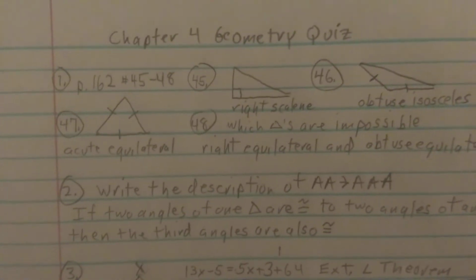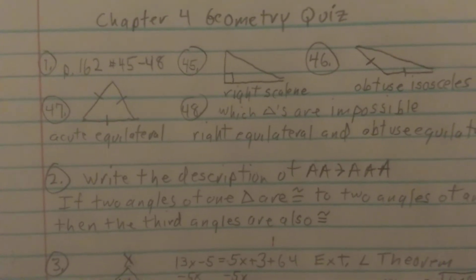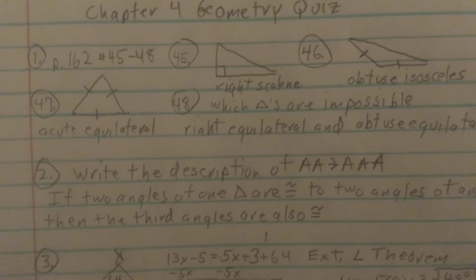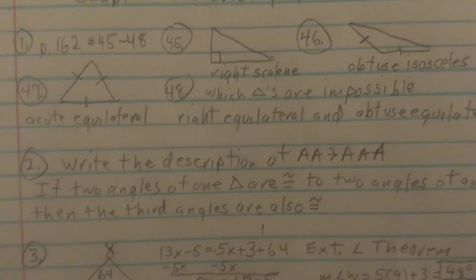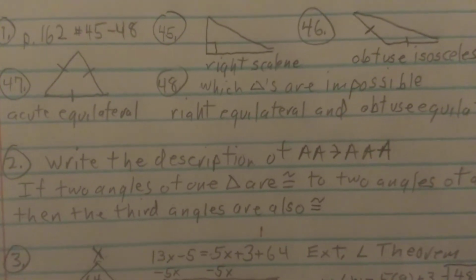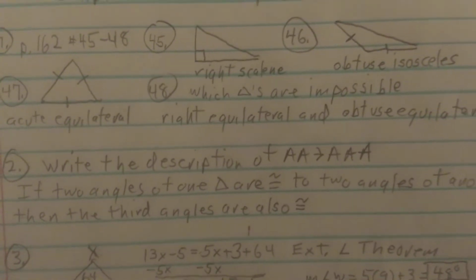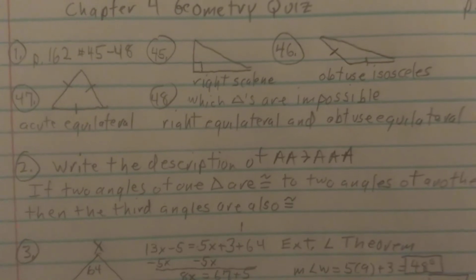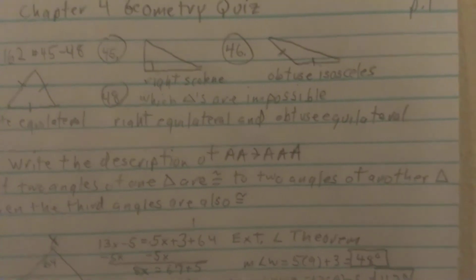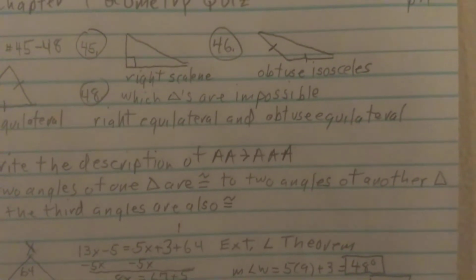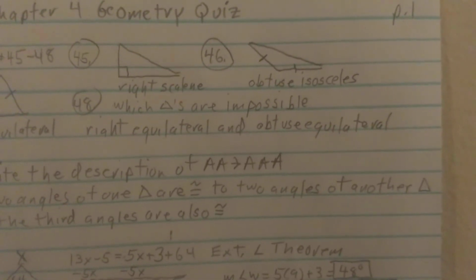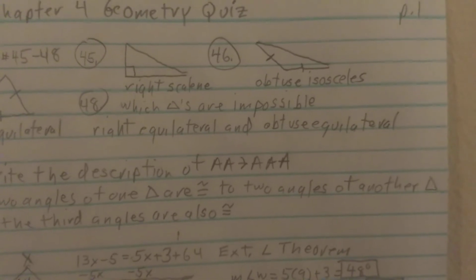So here we go. Our first question, it'll help to follow along in the book on some of these problems, is on page 152, number 45 through 48. Now 45 is a right angle, so it's a right triangle, and it's got all different sides, so that's called right scalene. Scalene means all different sides. And on 46, we have two sides equal. That makes it an isosceles. And the one angle there is bigger than 90, so that makes it an obtuse isosceles.